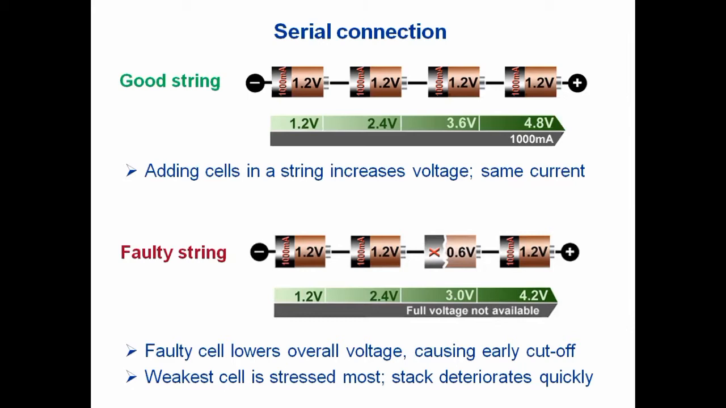A faulty cell lowers the overall voltage and causes early cutoff. The weak cell is stressed most. Here the weak cell means the 0.6 volt one. Comparing all four, the 0.6 volt cell is weakest, so it is stressed most and starts to deteriorate quickly. So for increasing the voltage levels and also increasing the life of the batteries, we have to use matched connections, that is, connecting in series batteries of the same voltage.